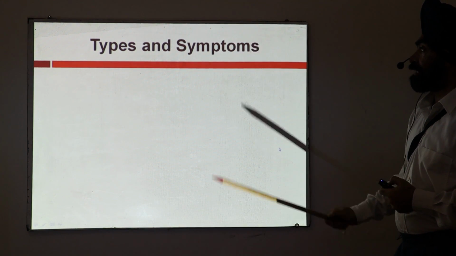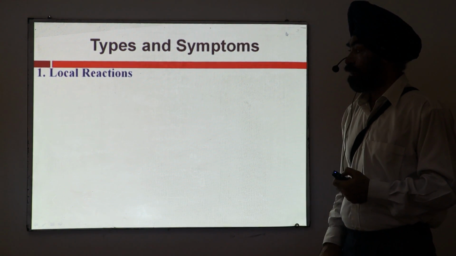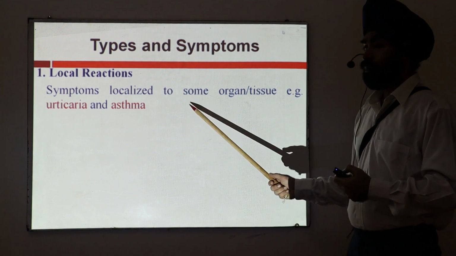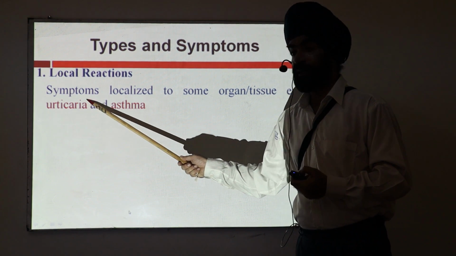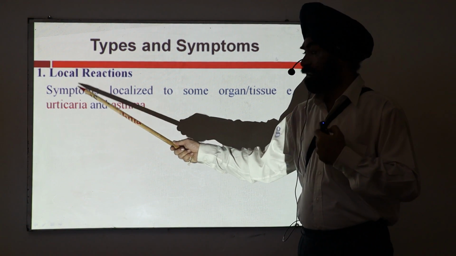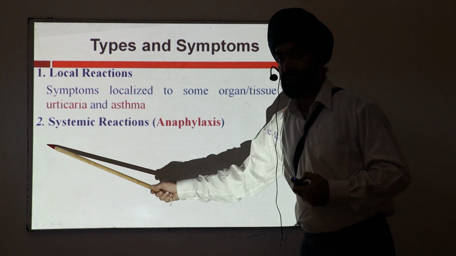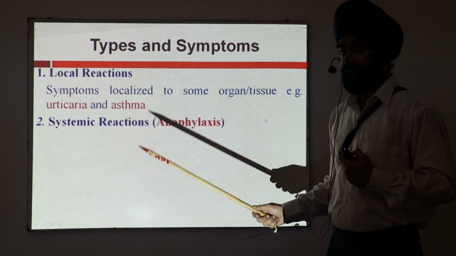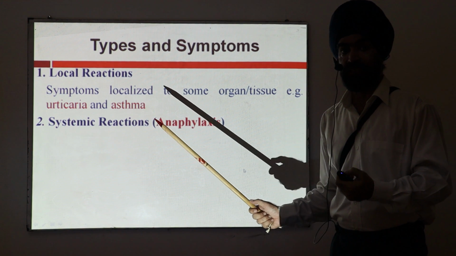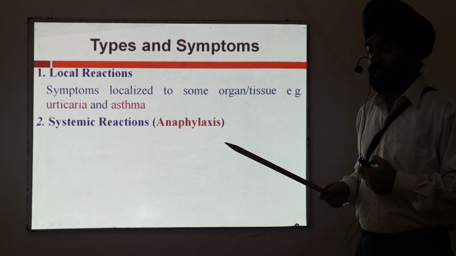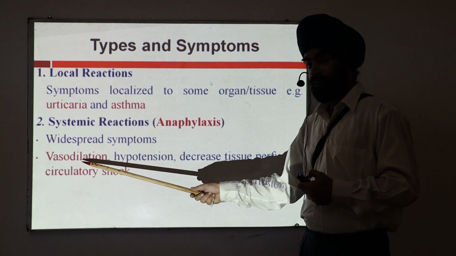So what are the types and symptoms of type 1 hypersensitivity reaction? It can be local reactions. Local reactions mean they are localized to certain organs, like the skin, so there may be urticaria. It may be the lungs, then it may be asthma. But there can be systemic reactions, where the whole body is involved. Then we use the word anaphylaxis. Anaphylaxis is basically a type 1 hypersensitivity reaction in which widespread involvement is there.